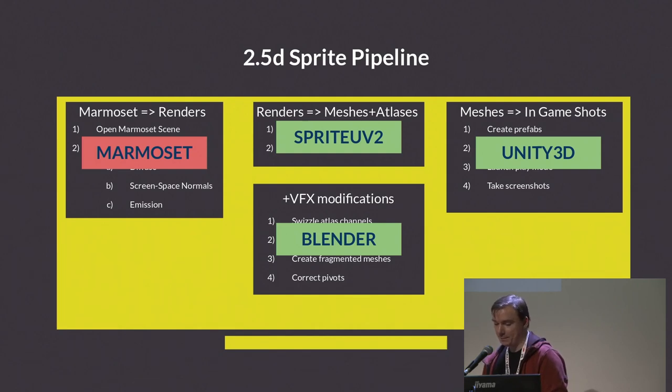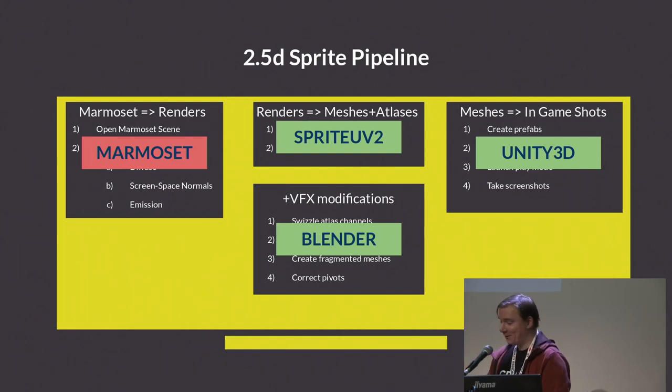For creating atlases and meshes out of images, I found SpriteUV2, which does its job quite well and has command line support, which is always welcome. Mixing textures can easily be done in Python. For vertex colors, fragmentation, pivot manipulation, and other mesh post-processing, Blender does well. The rest is Unity 3D specific, so Unity 3D it is. The messenger part is not that important.